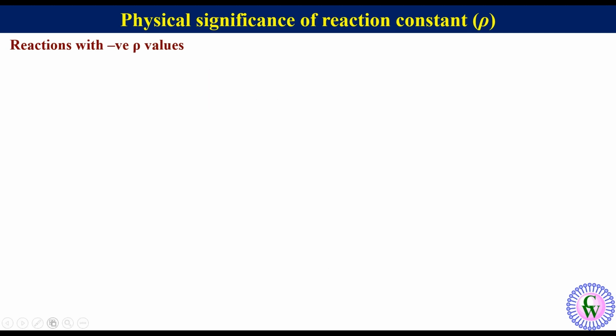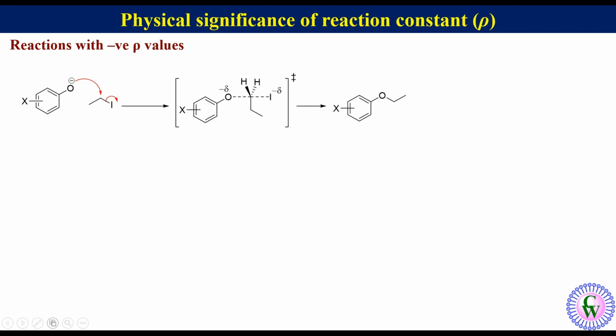Reactions with negative rho values. The first example which we are going to discuss is the SN2 reaction involving phenoxide ion and ethyl iodide. Here, the oxide ion attacks from the back side of the iodo to produce a negatively charged transition state, which then collapses into product. Since there is flow of electrons away from the ring, despite having negative charge in the transition state, the rho value for this reaction is negative. It is minus 1.0.